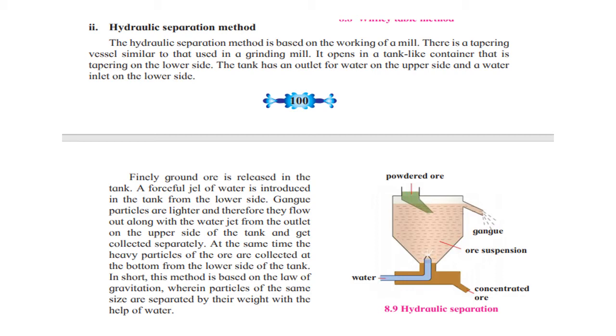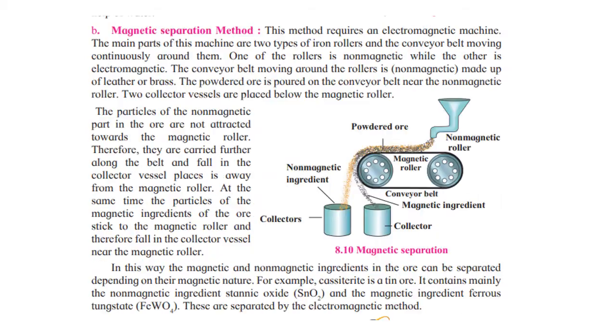At the same time, the heavy particles of the ore are collected at the bottom from the lower side of the tank. In short, this method is based on the law of gravitation, wherein particles of the same size are separated by their weight with the help of water.